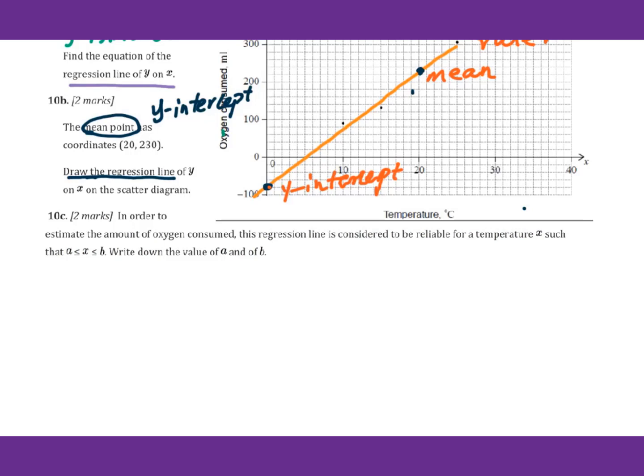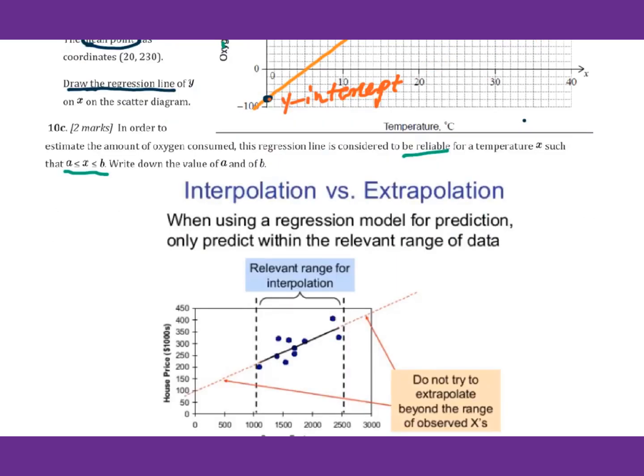In order to estimate the amount of oxygen consumed, this regression line is considered to be reliable for a temperature x such that x is between A and B. Write down the value of A and B. Let's talk about the concept of interpolation or extrapolation.